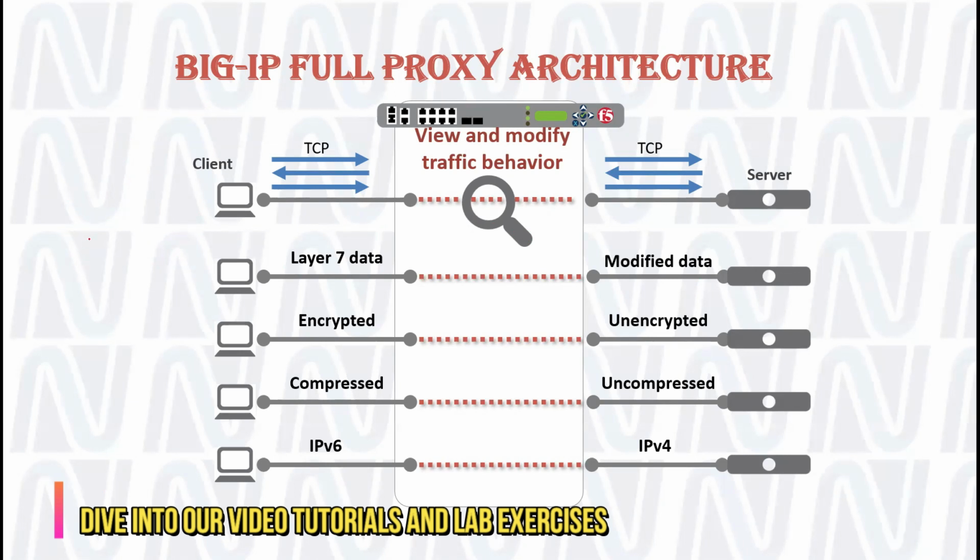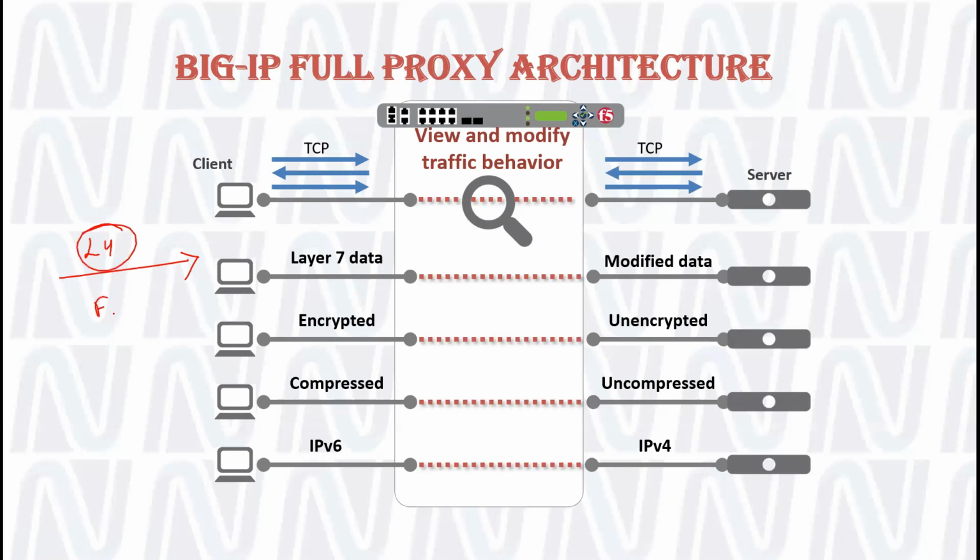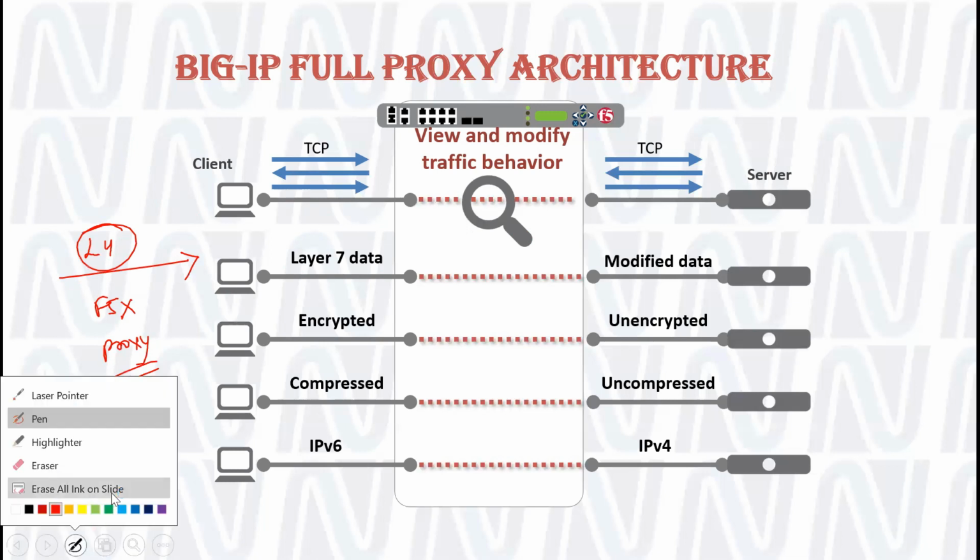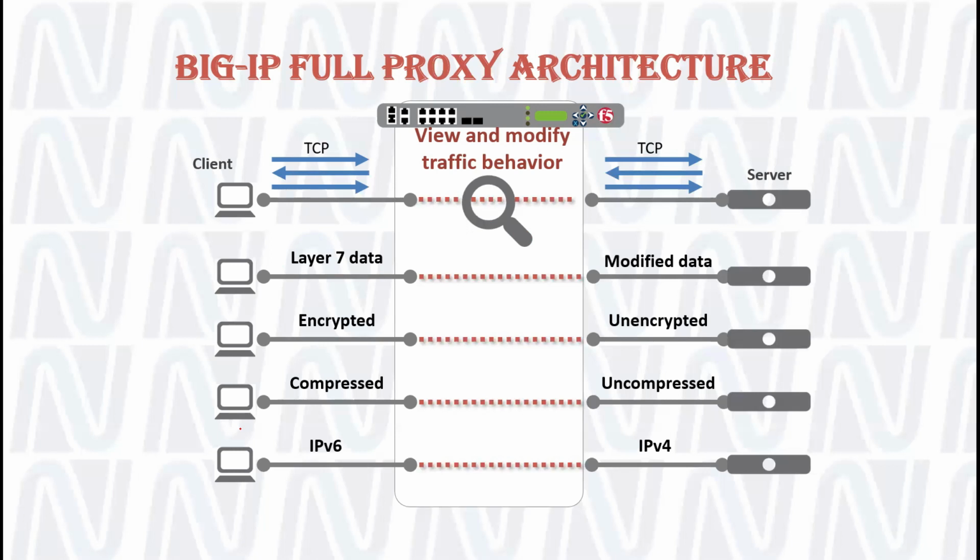See, in some cases you have only L4 traffic going like this. In that case, your F5 is not acting as a proxy. So it's a misconception among many people that it is a full proxy always. No, it can act as a layer 3 device, layer 4 device, or layer 2 device, depending upon your configuration and the requirement.